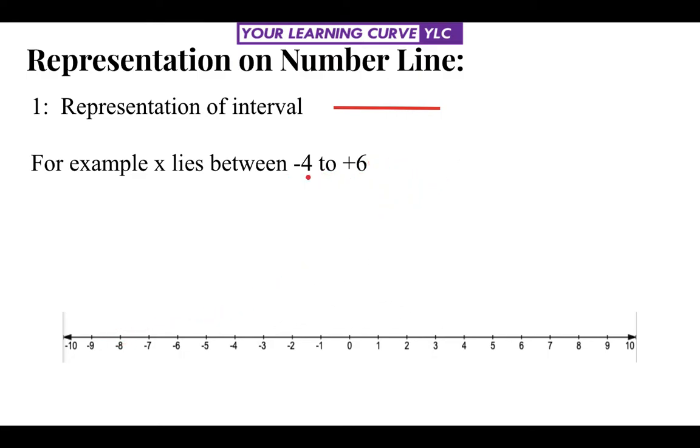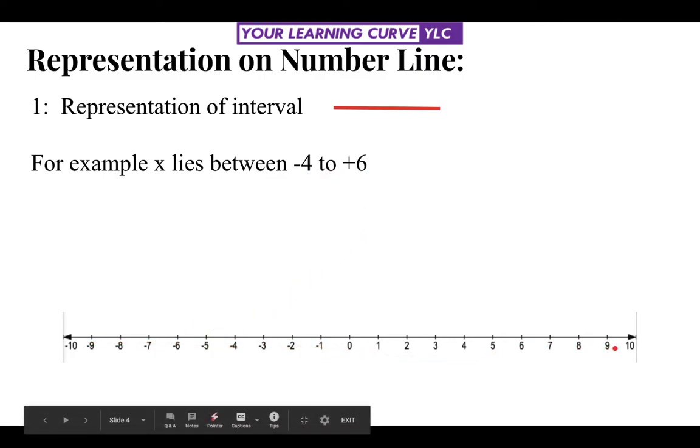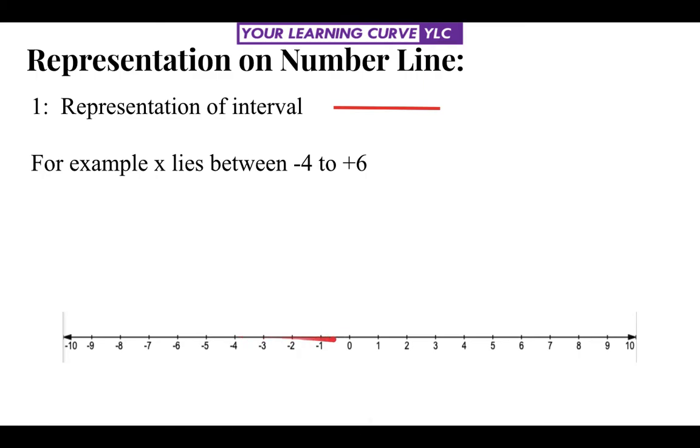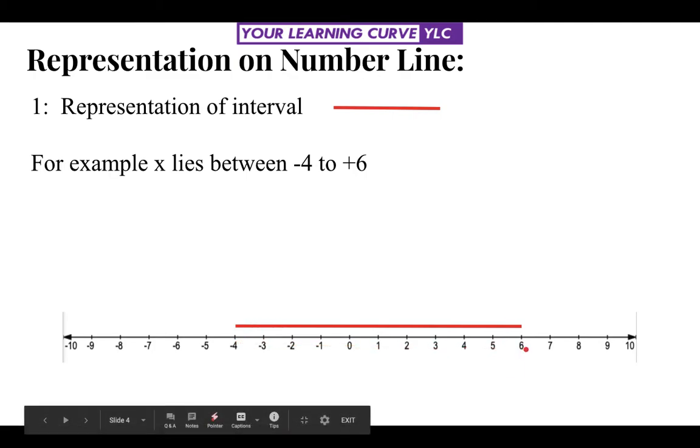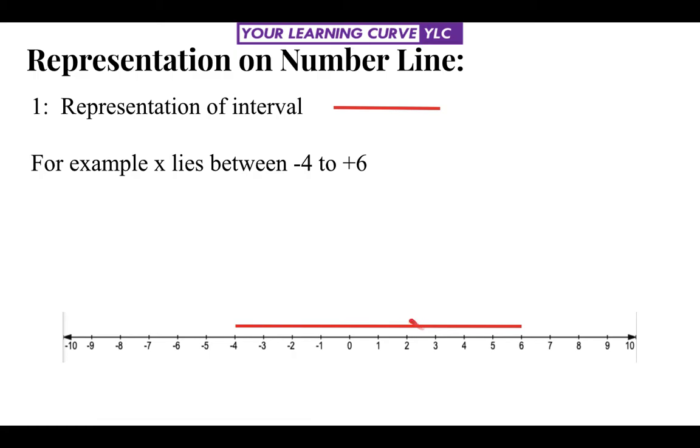For here we need -4 to +6. So this part of the number line should include this interval -4 to 6. Now we draw a line over -4 to 6 to show that x has values between -4 to 6. Any number lying on this part of the number line will be your suitable answer for x.